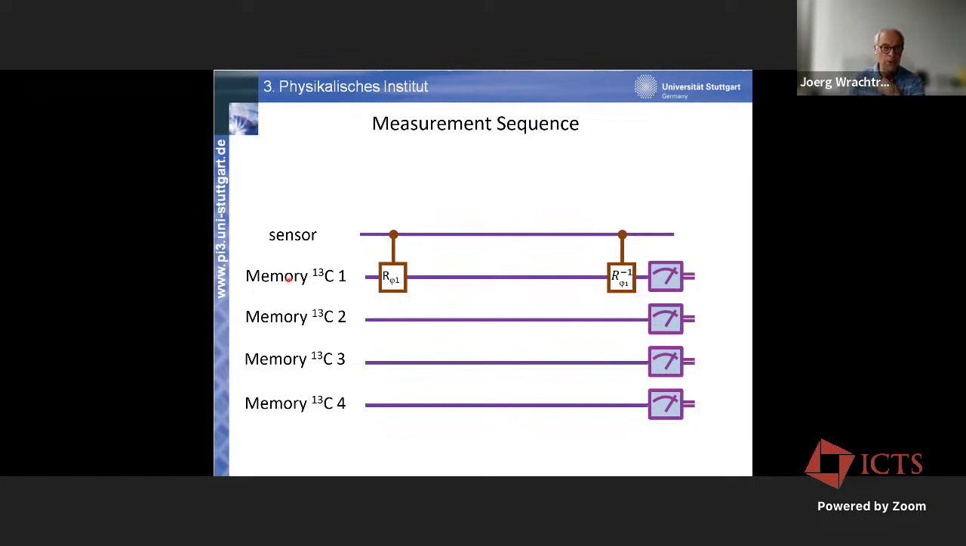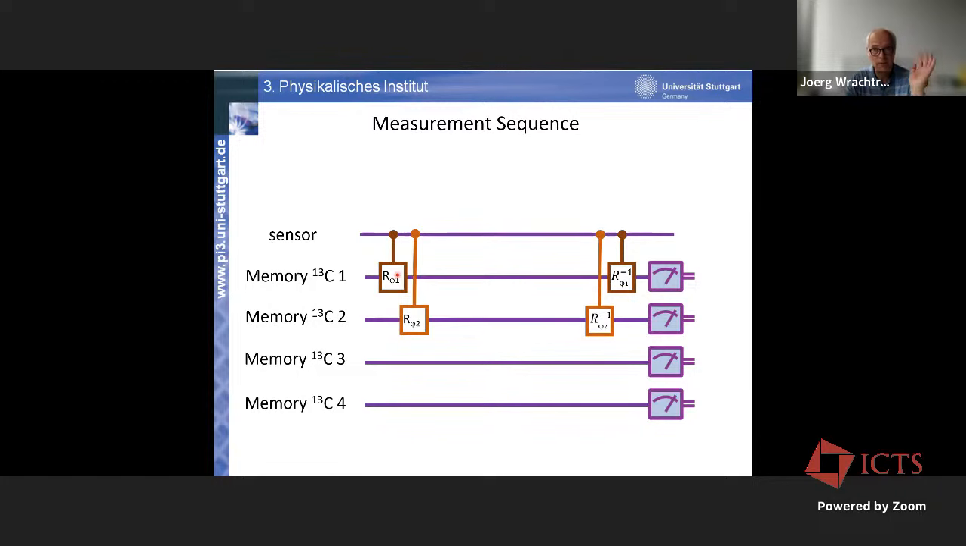So I conditionally rotate the quantum state of this memory quantum bit by an angle phi1 around its z-axis, depending on the state of the sensor. This is essentially what I was doing in the previous scheme you have seen. But I was doing it for a single nuclear spin. Now you can do this for multiple nuclear spins.